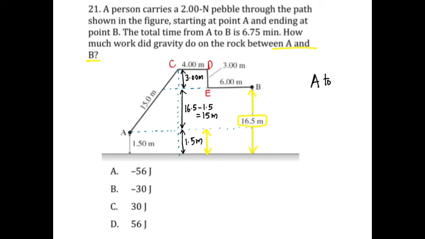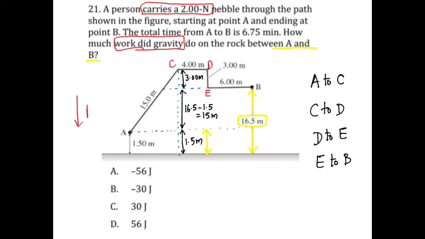Now we want to find the work done from A to B. From A to B, it has 4 parts: A to C, C to D, D to E, and E to B. Now, as we said, it is the work done by gravity. Gravity is acting downwards, as always.